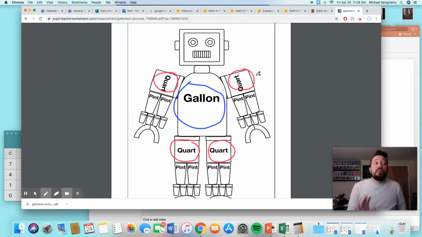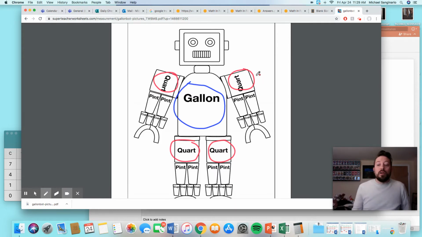So if it was 3 gallons, you would multiply that by 4, and that would give you 12, okay? So just remember that when it's telling you the number of gallons and they want to know how many quarts it is, you just have to multiply by 4.